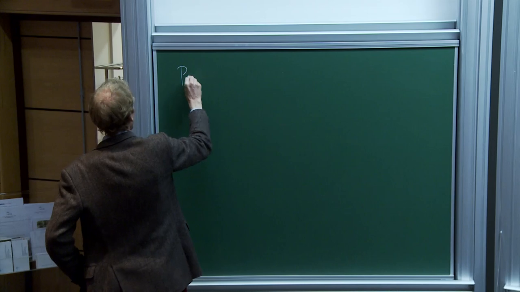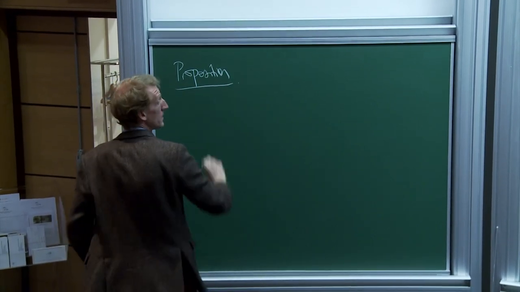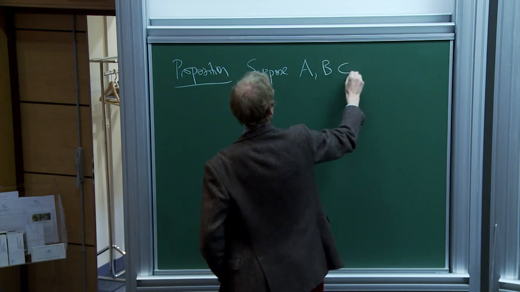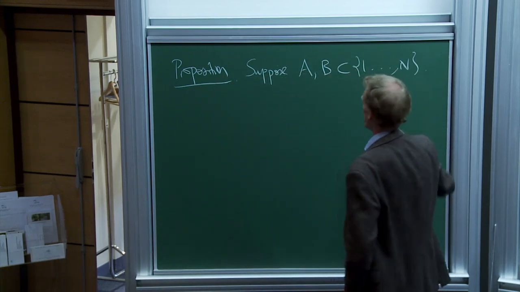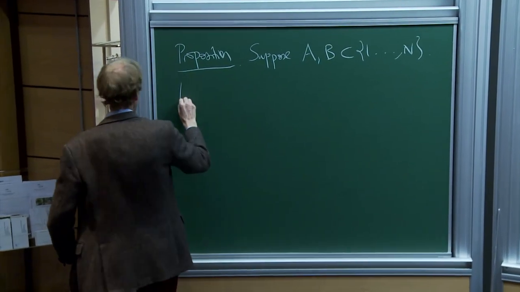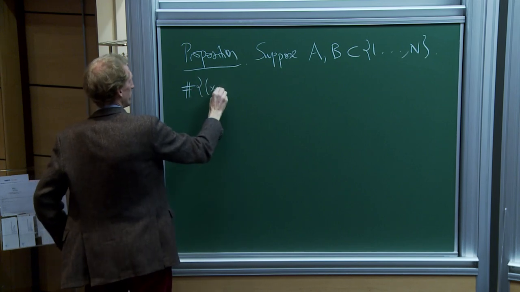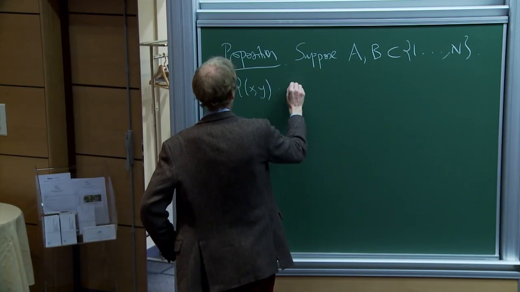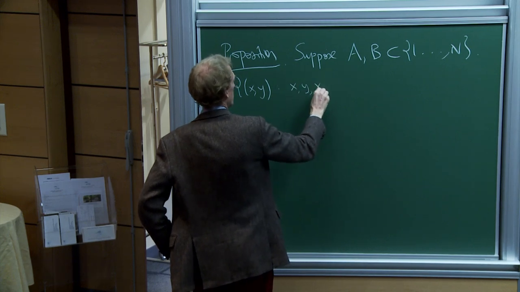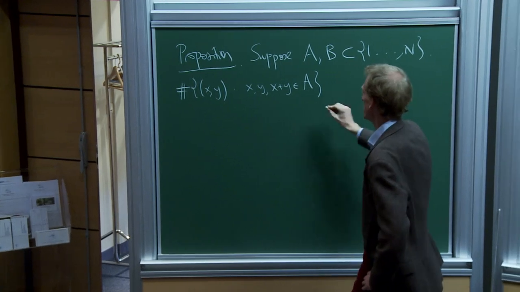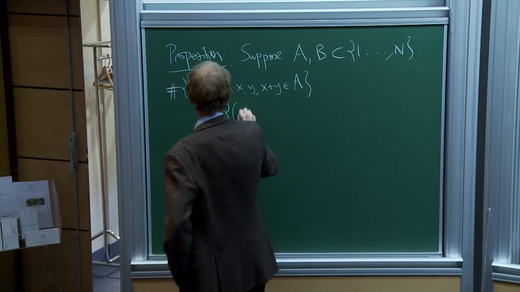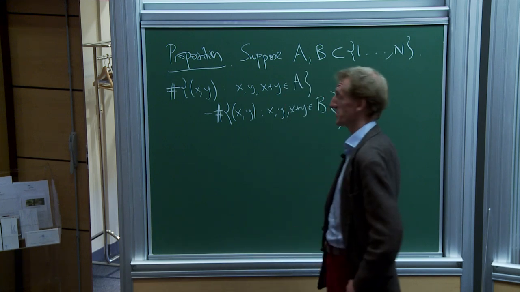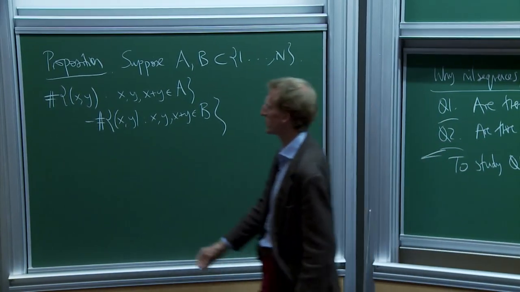So let me state a proposition. Suppose I have two sets inside 1 up to n. Then let's count the number of solutions to x plus y equals z inside A. So the number of pairs x, y for which x, y, and x plus y lie in A. And let's compare it to the number of pairs for which x, y, and x plus y lie in B. Let's look at the difference between them.